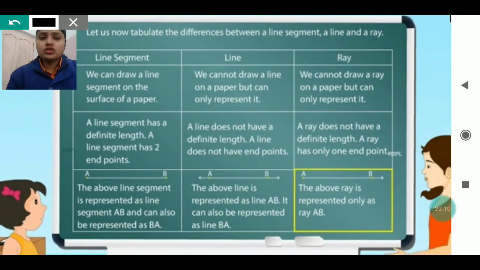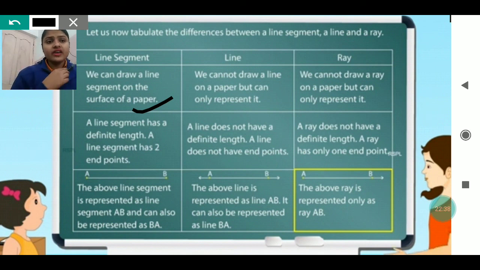This table shows you the things which we have completed. Okay, now we will read this and see. Like line segment, we can draw a line segment on the surface of a paper. But when we are talking about a line, we cannot draw a line on a paper, we can only represent it.